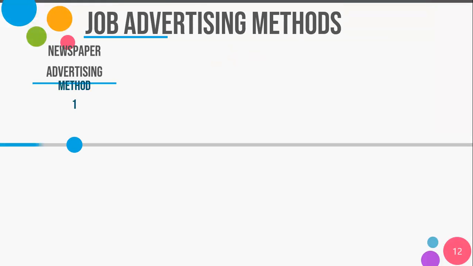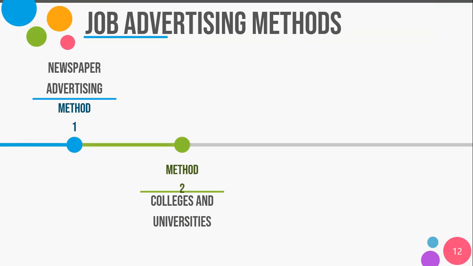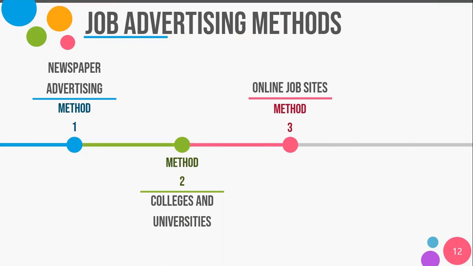Okay, for method 1, method 2, method 3, and method 4. So method 1 is newspaper advertising. Number 2 is college and university. Number 3 is online job site. And number 4 is word of mouth. Okay, so I think you are familiar with all of these things.